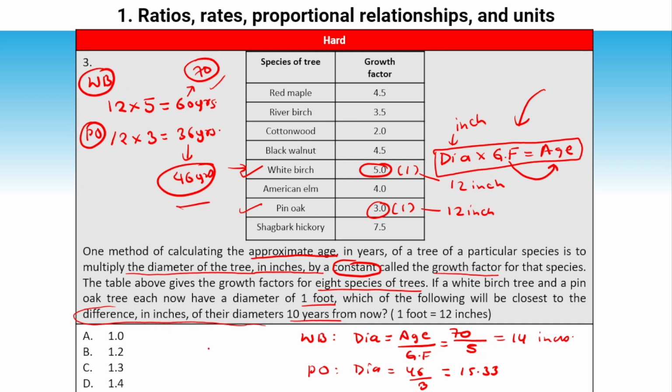Now the question is asking for the difference, right? That is 15.33 minus 14, the difference of the diameter, and that will be nearly 1.33, something like that. And the answer will be C, that is 1.3. Okay, let's move to the next one.